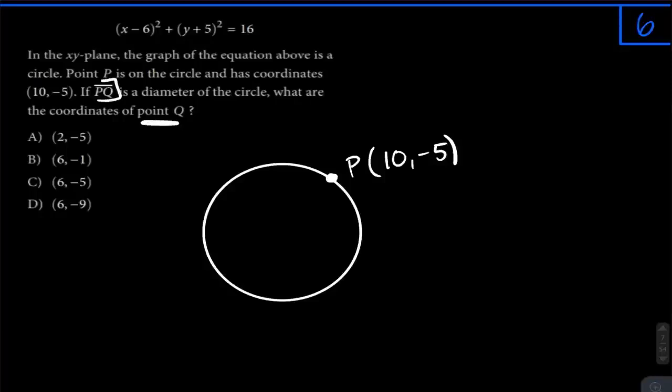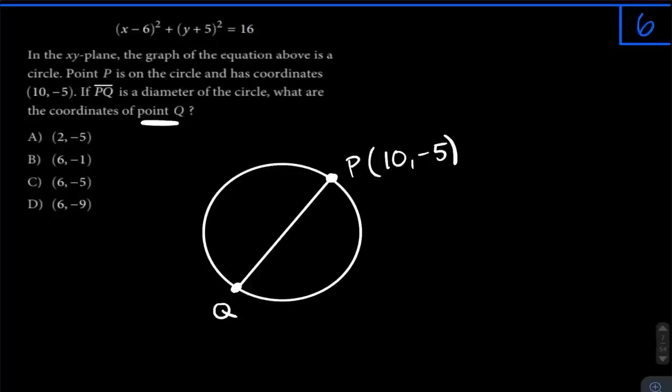We know that it makes a diameter with PQ, or when it's just connecting to Q. So Q would be on the opposite side of the circle, if this is going to be a diameter. And it would be passing through the center of the circle. And to find the coordinates of point Q, that's exactly what we're going to need to use here, the center of the circle.